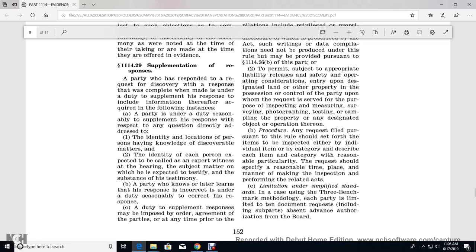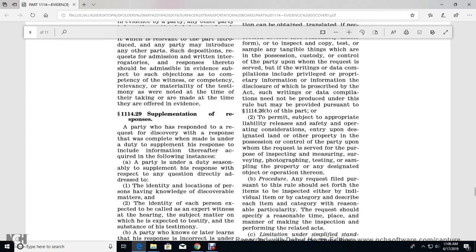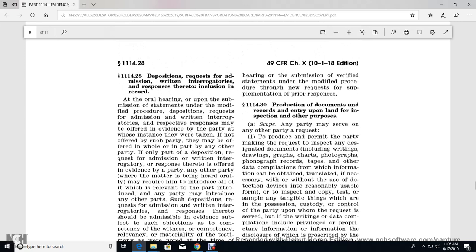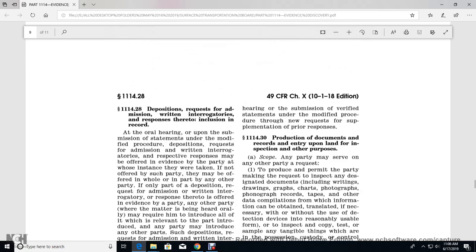A party who knows or later learns that a response was incorrect has a duty to seasonably correct his response. The duty to supplement responses may be imposed by order of the agreement of the parties at any time prior to hearing or submission of the verified statement under the modified procedure, through a new request for supplementation of prior responses. 11-14-30. Production of documents and records, entry upon land for inspection and other purposes.